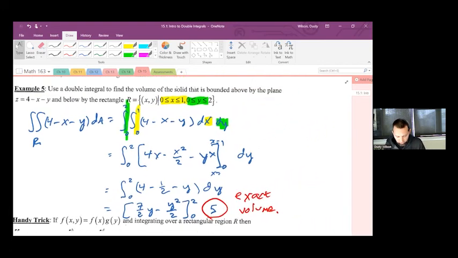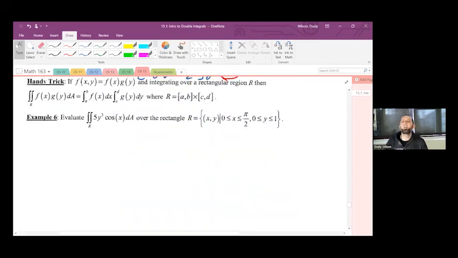Here is the full solution to that question. I want to teach you a little handy trick. I should probably change my lettering here. The handy trick applies when f can be written as a product of a function of x and a function of y. Maybe I will change this to a big F. So big F of x, y can be written as little f of x times g of y, and it's integrated over this rectangular region.